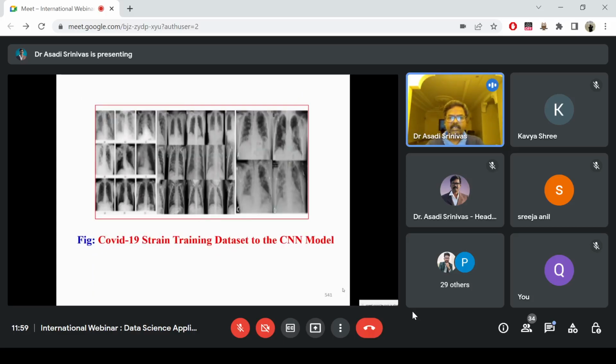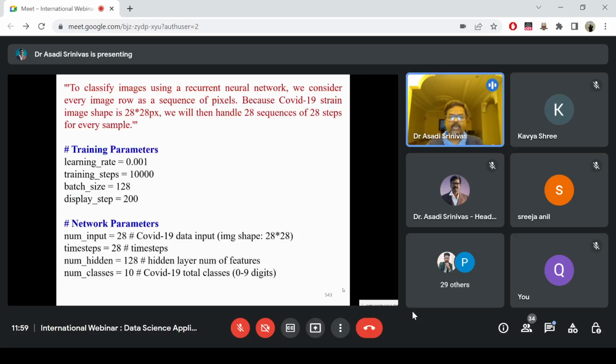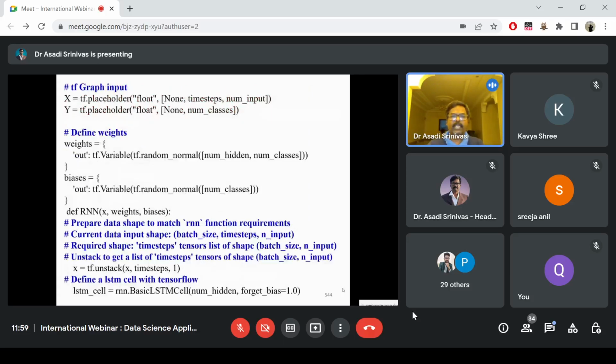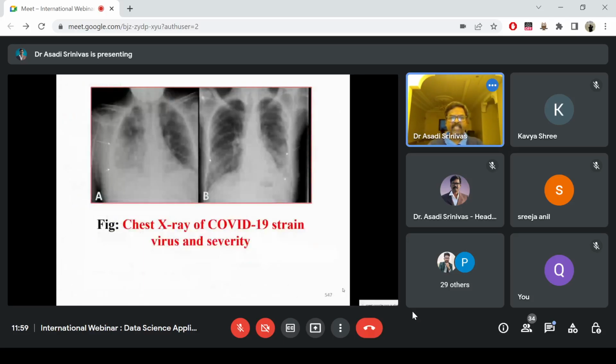This is the training data set. This is the code. I have applied a recurrent neural network, see here, and finally I'm getting the output.